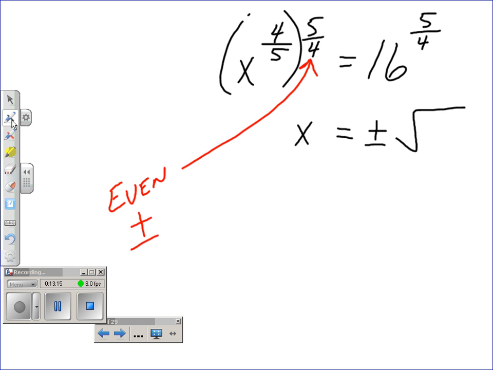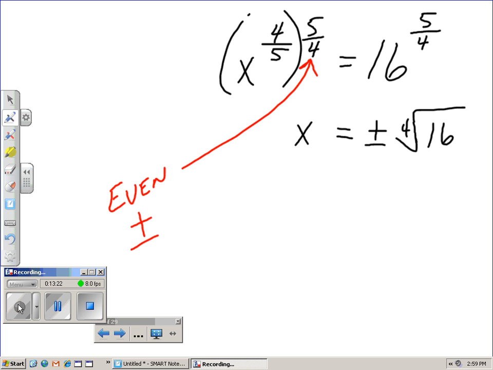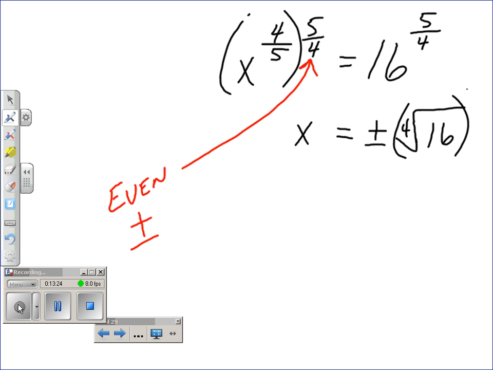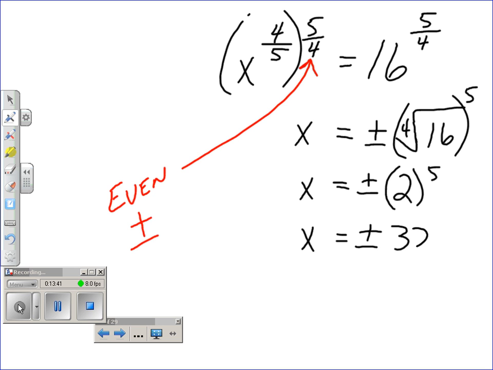Alright, you guys know I like to take the root first. So I take the fourth root of 16, and then I'm going to raise it to the 5th power. So x equals plus or minus, and the fourth root of 16 is going to be the number 2, because it takes 4 2's multiplied together to get 16. I have to raise the 2 to the 5th power, and x is going to be plus or minus 32. Two answers because we took an even root.